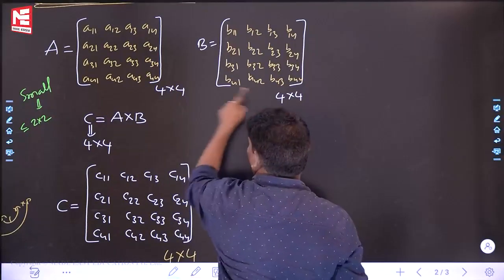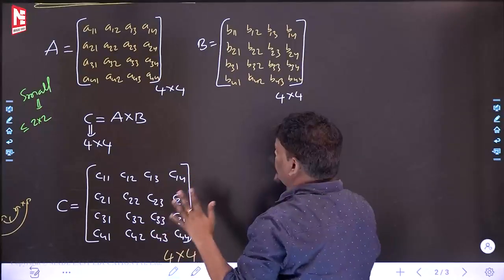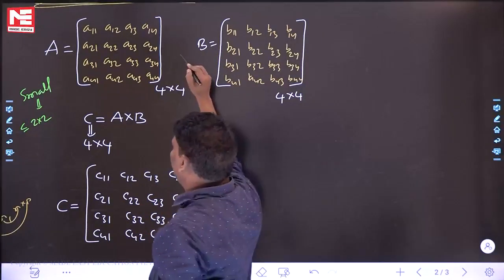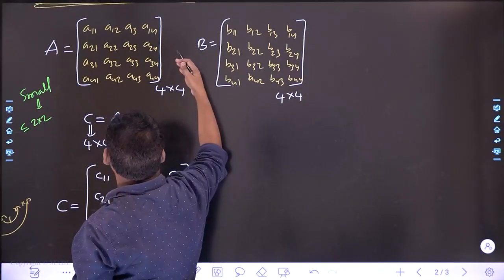Is it a small problem or a big problem? Big problem, because it is not 2 by 2, it is more than 2 by 2. So we have to apply divide and conquer, which means we have to divide. See how I am dividing. See everyone, everything is ready now. It is a big problem. Using divide and conquer I want to solve it, so I have to divide.